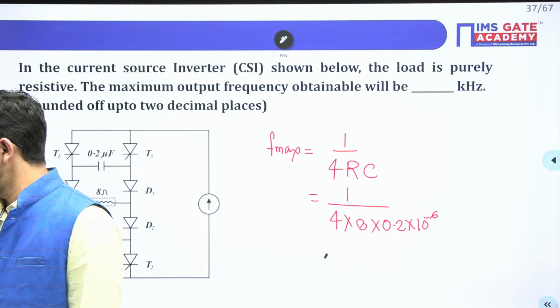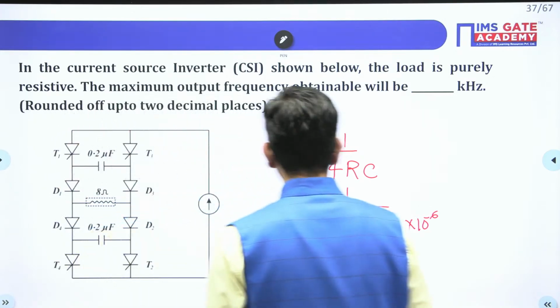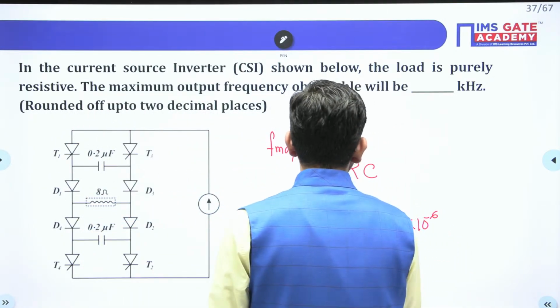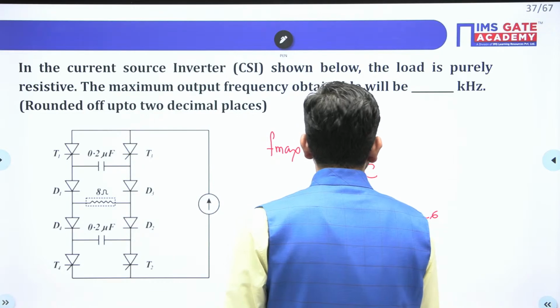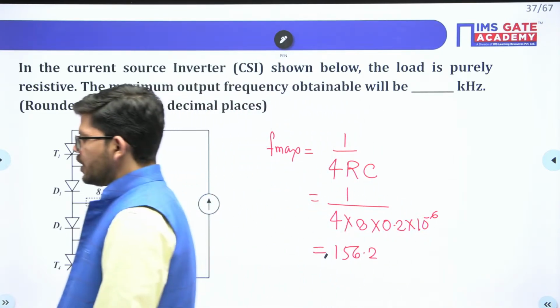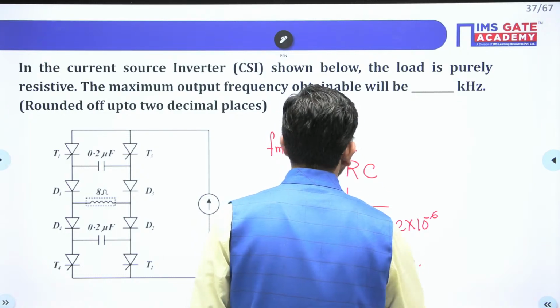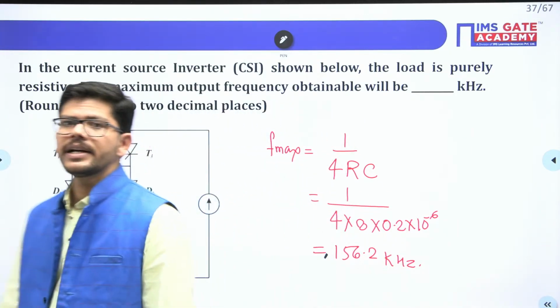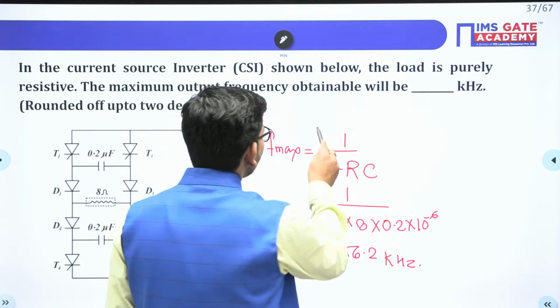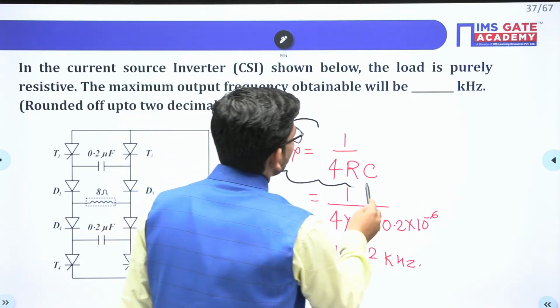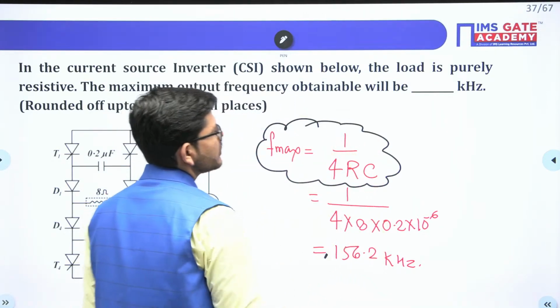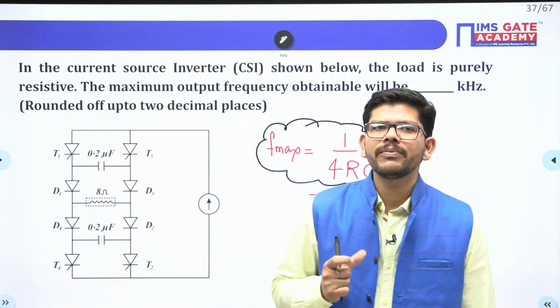And can you tell me what is going to be the value of F? This will be 156.2 kilohertz. So I hope this is very clear to you guys. You have to remember only this small formula, that F is equals to what? F is equals to 1 by 4 RC.